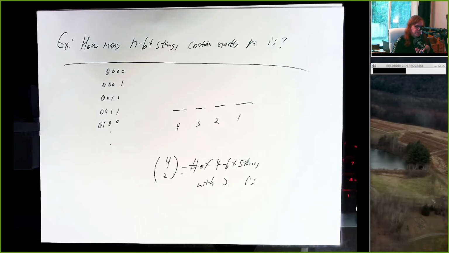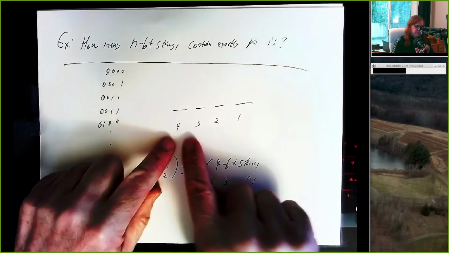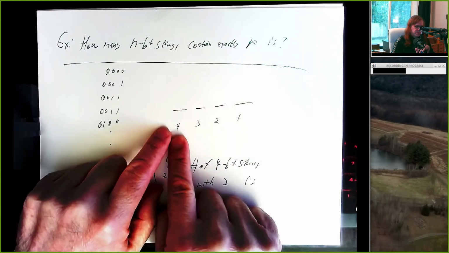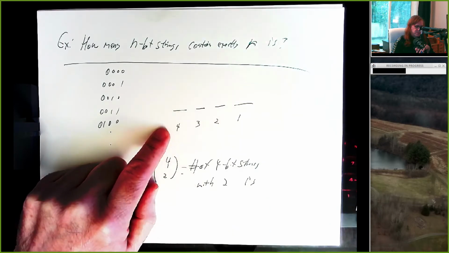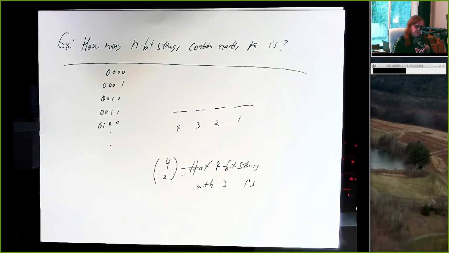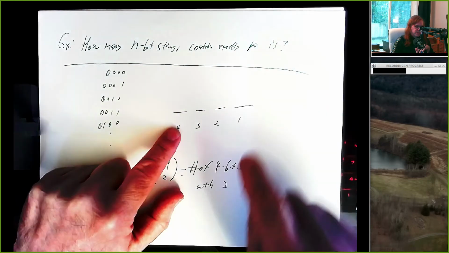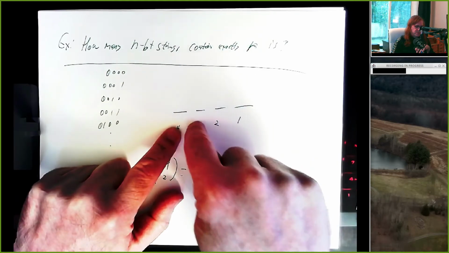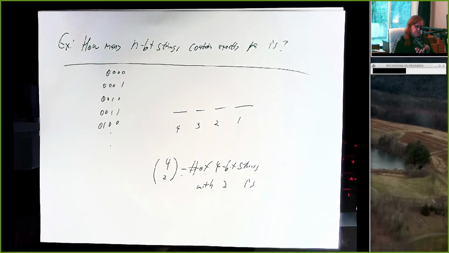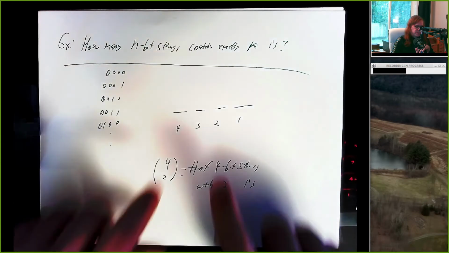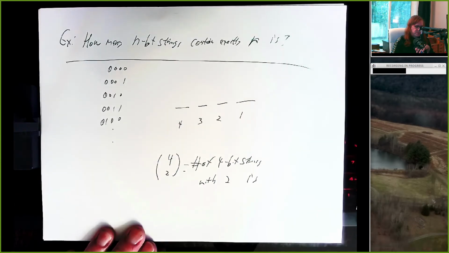If I want a string containing 3 ones, I can describe such a string by simply deciding which 3 of these numbers I'm going to choose. I've got 4 positions, and I'm going to choose 3 of them to contain ones. The order doesn't matter. If I put my ones here, here, and here, I get the same number as if I put my ones here, here, and here, or here, here, and here. So the order in which I choose these 3 positions does not change my answer. So I'm looking at the number of unordered ways I can choose 3 objects out of 4. That'll give me the number of 4-bit strings containing 3 ones.